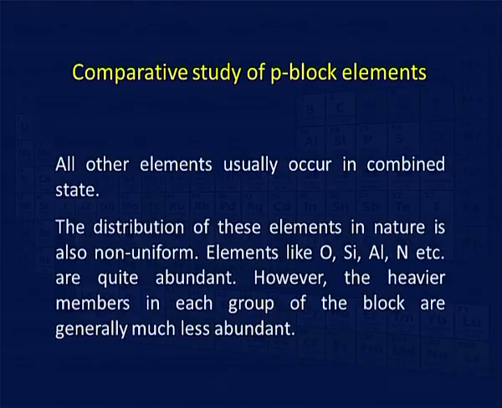The distribution of these elements in nature is also non-uniform. The elements like oxygen, silicon, aluminum, nitrogen are quite abundant. However, the heavier members in each group of the block are generally much less abundant as compared to oxygen, silicon, aluminum and nitrogen.